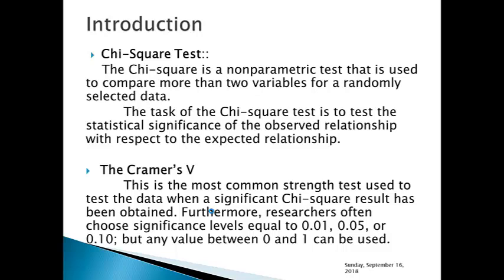Furthermore, researchers often choose significance levels equal to 0.01, 0.05, or 0.10, but any value between 0 and 1 can be used.